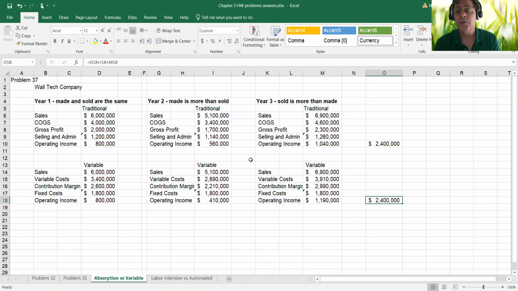Okay. So, kind of an important real life concept in the sense that you need to know that there are two ways that people are talking about looking at our operating income, and that making how much we make versus how much we sell can have an influence as to whether or not what we're looking at in terms of our operating income levels. All right. So that's problem 37. If you want to go back and review that at all.